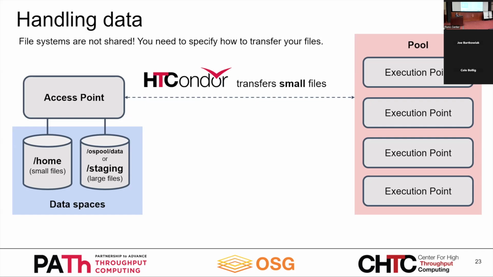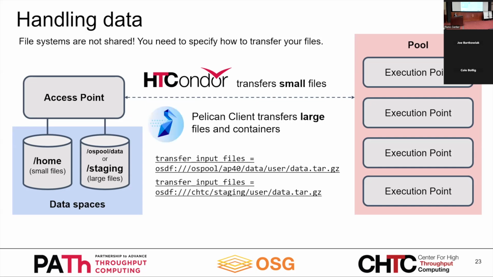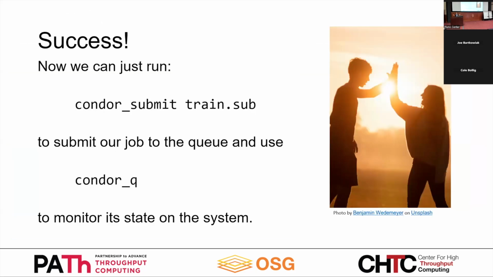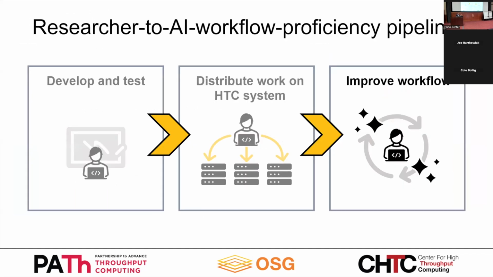And so HTCondor transfers those small files, no worries about that. The Pelican client transfers these large files, and users don't know the word Pelican, but they do know that they have to put this interesting plugin in their transfer input files. So I tell Ian that he creates a submit file, and so it has lots of different things. He requests a GPU with some certain capabilities and minimum memory, and then he submits it. Yay, it works.